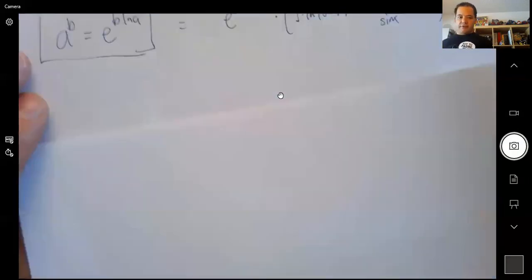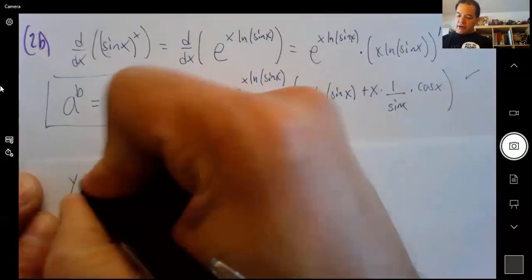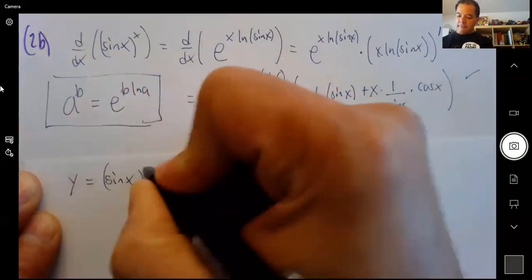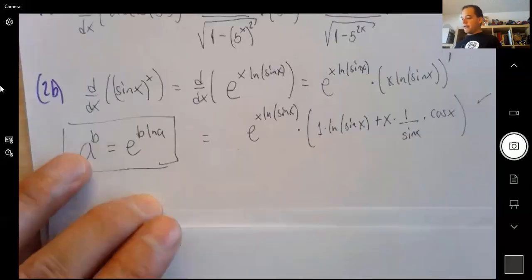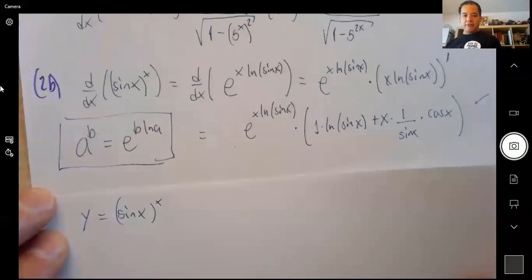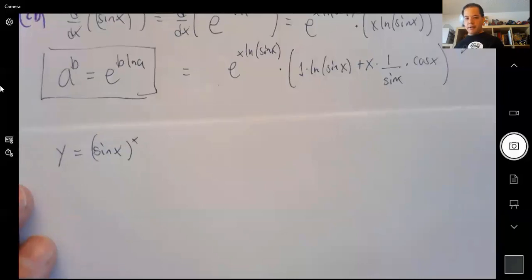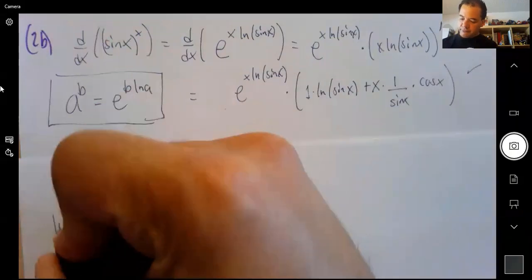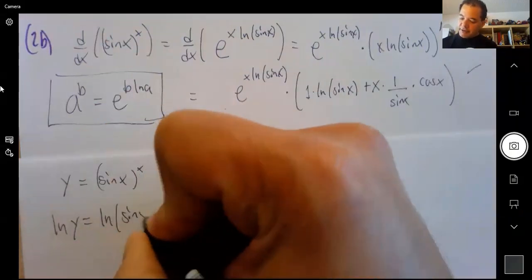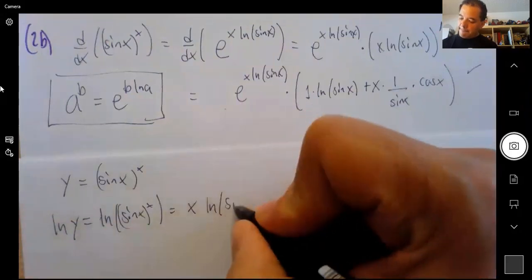The other way is to give this expression a name. So call this y. And then do the derivative of the logarithm of that. Why? Because the logarithm brings the exponents down, and that's what our problem is right here, that we have a variable on top and a variable in the bottom as well. So take the logarithm. And like I said, the logarithm brings the exponent down and out of the logarithm.